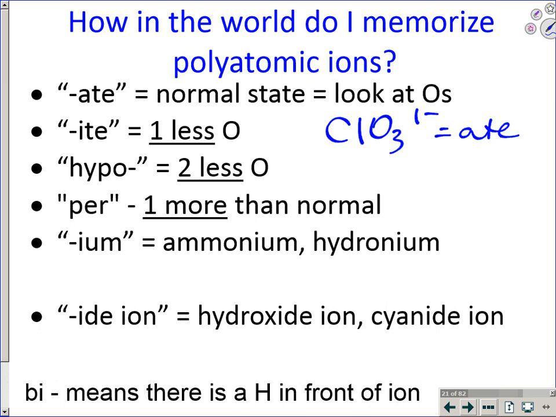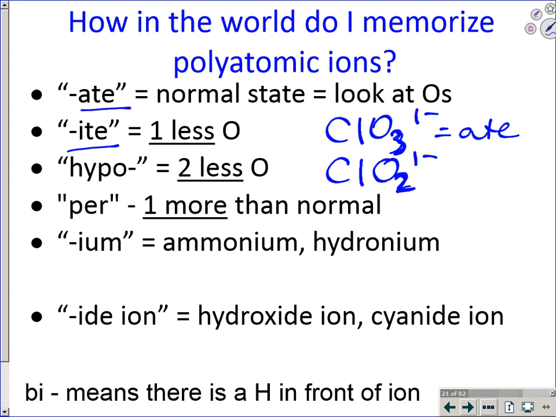So everybody look at chlorite. What's chlorite? ClO2 1-, right? So from chlorate, we went from a 3 to chlorite. We have a 2 on the oxygen. So what do we do to oxygen? We subtracted 1. So if I go from ate to ite, I just subtract 1 oxygen. That's it. Okay, so if you know all your ates, you automatically know all your ites for that particular version.